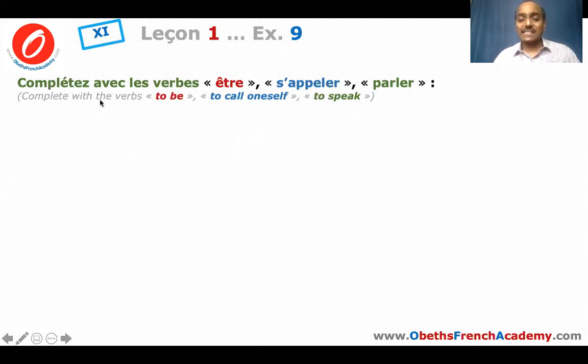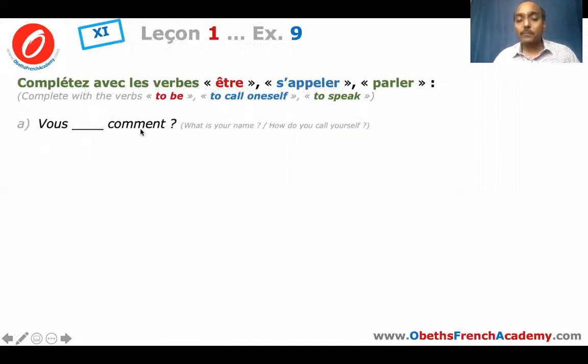Now let's do this ninth exercise of lesson 1. The first sentence, vous dash comment. Now you need to choose which verb will be suitable here in this dash. So for that you need to know the translation. You dash comment. So whenever you find this word comment, you should remember that you are asking this question, what is your name? Or comment is actually how. So in French, they'll ask this question, how do you call yourself? So the verb that will be suitable in this dash is this verb s'appeler, which is a reflexive verb.